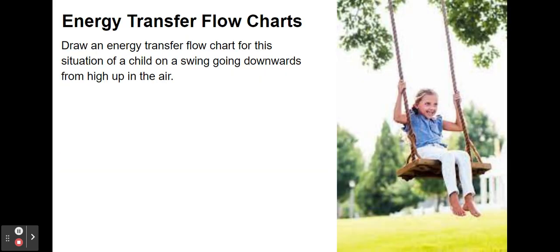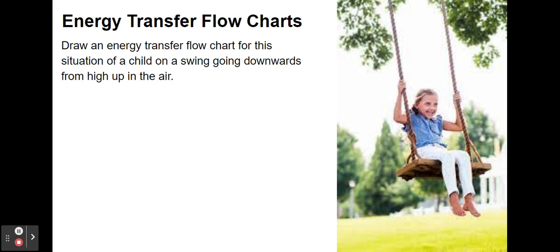So have a go if you can at this one. So we've got a girl who is swinging downwards from high up in the air on a swing. So remember, she's starting from a high up place, and she's going down. So think about what's going to be happening. So you could probably already guess that she's going to start speeding up, okay? If you've been on a swing, as you go up high, you slow down, and you reach your highest point, and then you start coming back down again, and you get faster, okay? So there we've got the bare bones idea.